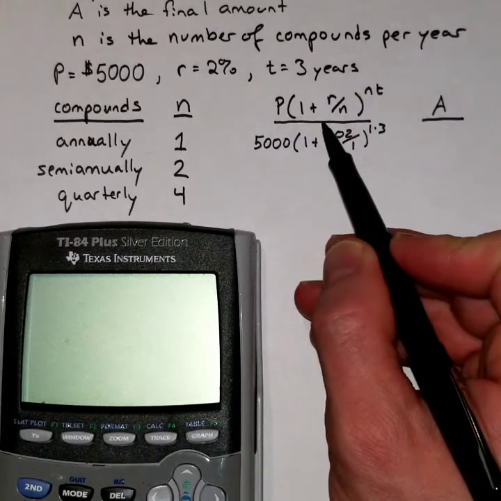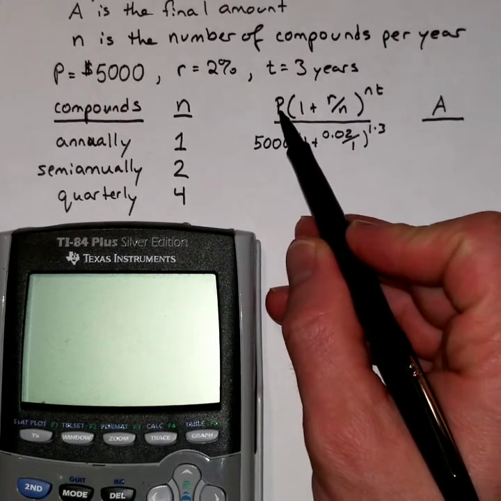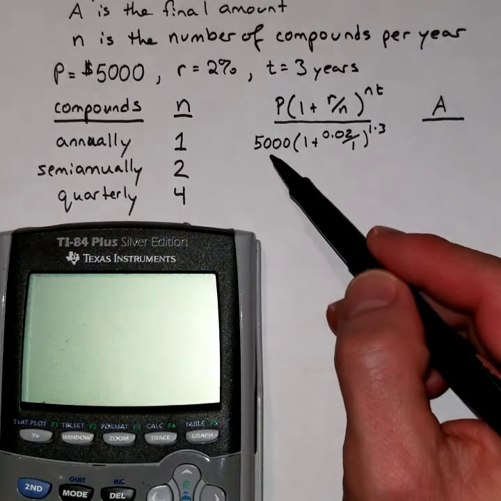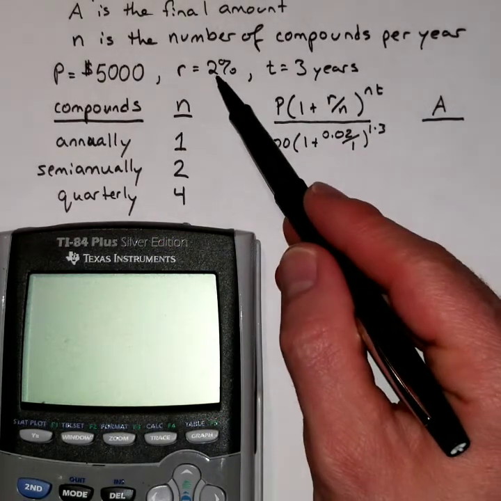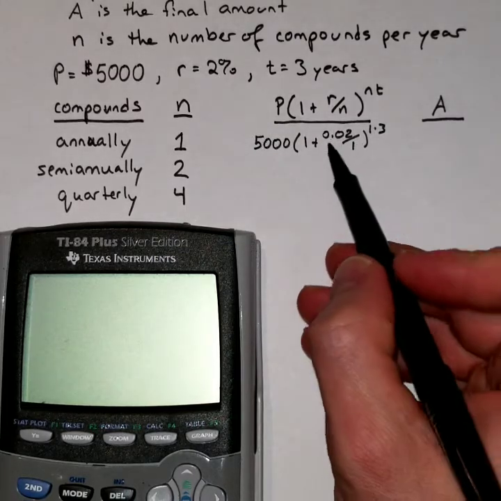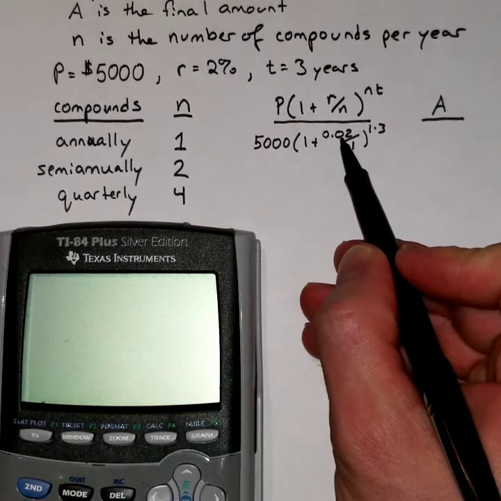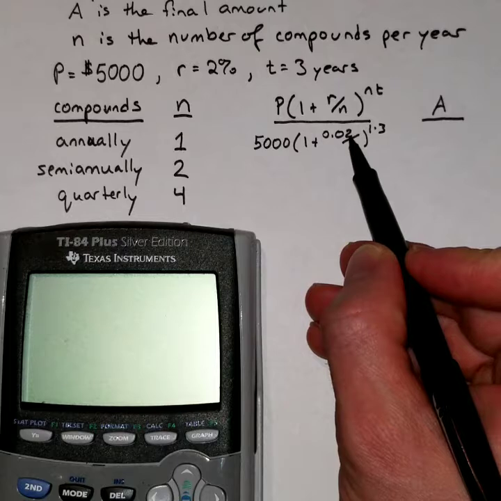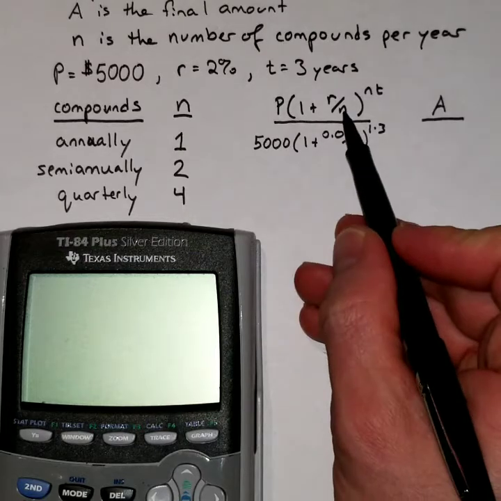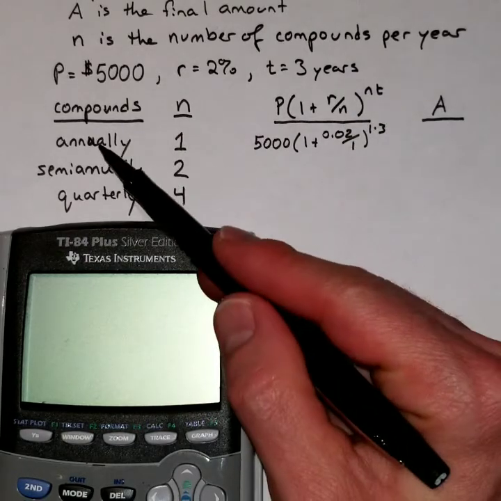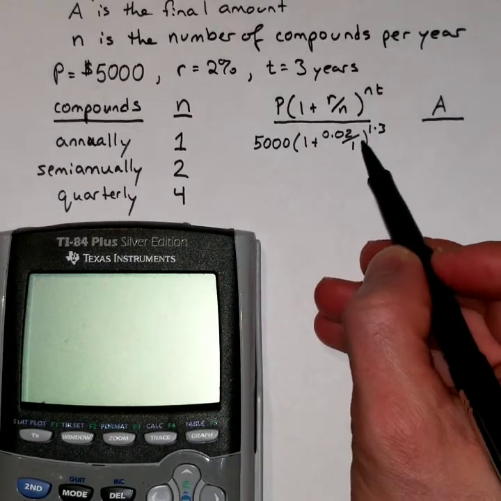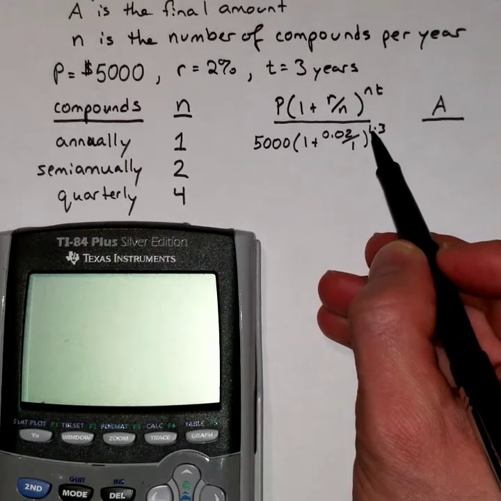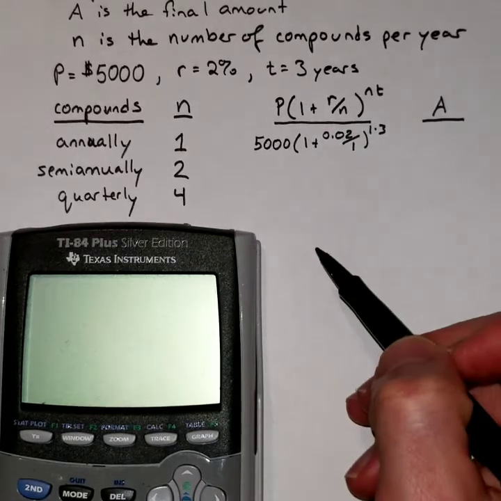So here's the formula. The principal we said was going to be $5,000. That gets plugged in. The R is 2% interest. Remember, 2% is really 0.02 in decimal form. And then the N value, because this is annual compounding, has to be 1, so that goes in both those positions. And then the T value is 3 years.